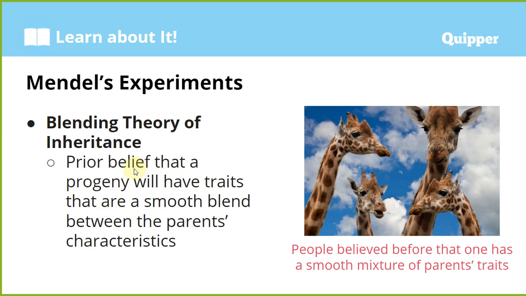When we speak of blending theory of inheritance, it's a blending of characteristics. If you have, for example, black hair and white hair, you will have gray. That's what we mean by blend. It's a blending of traits. It's a prior belief that a progeny will have traits that are a smooth blend between the parents' characteristics. Meaning before the works of Mendel, ito yung pinapaniwalaan ng mga tao. People believed before that one has a smooth mixture of parents' traits.